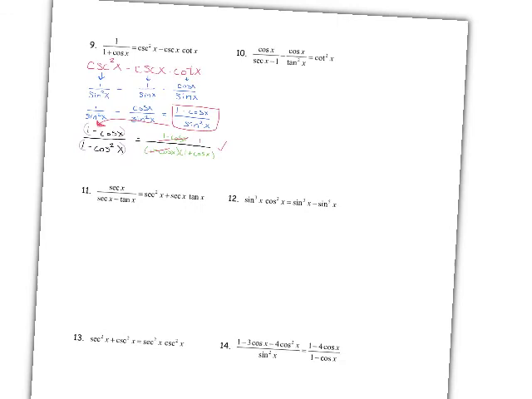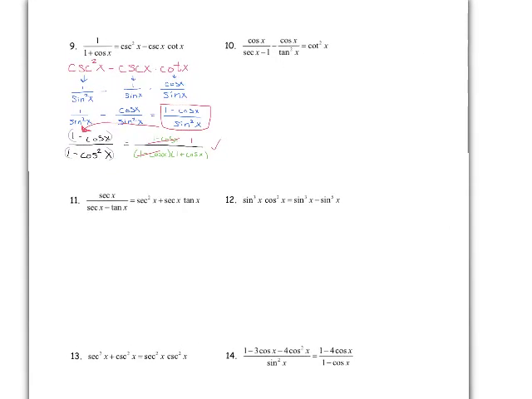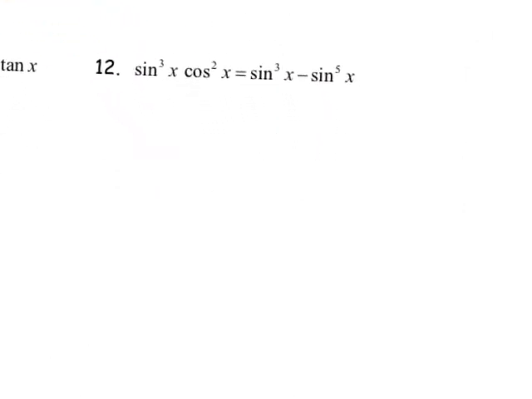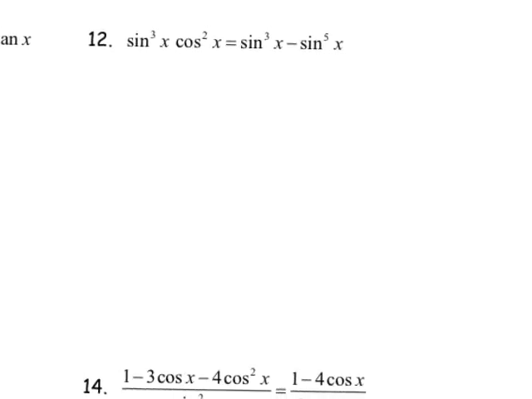All right, let's do, I don't know, number 12. Sine cubed x times cosine squared x equals sine cubed x minus sine to the 5th x. This problem, believe it or not, is really not that difficult. It doesn't matter which side we start on. Either way, it's the same single step.